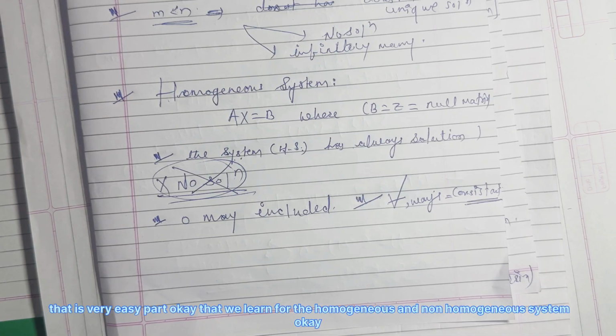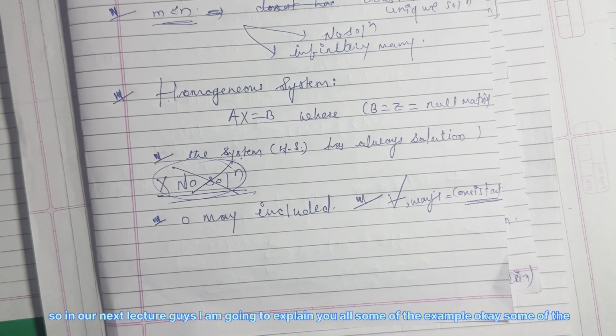That is a very easy part that we learned for the homogeneous and non-homogeneous system. In our next lecture, I'm going to explain some examples.